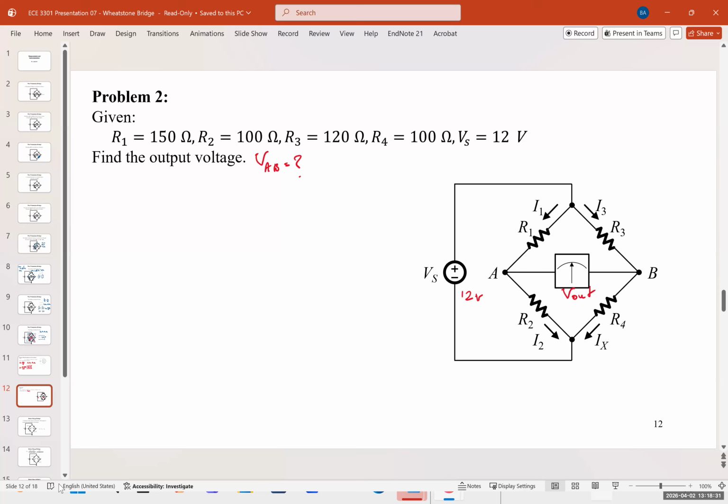Therefore, you're going to have a voltage passing through it. Now I want you to find what is the voltage passing through. I will give you, let's say, 5 minutes, and the first student to solve it gets a bonus point.